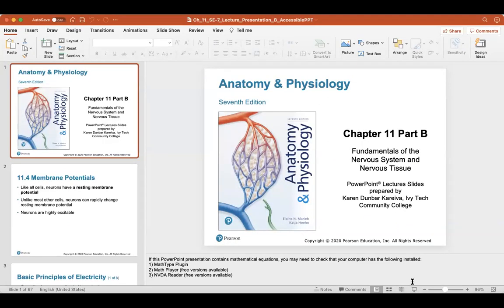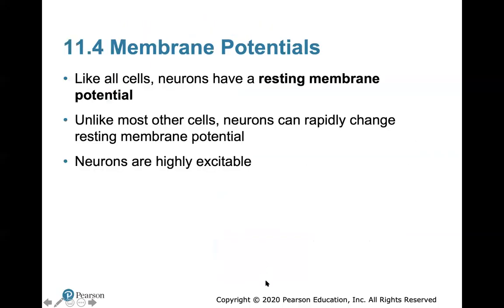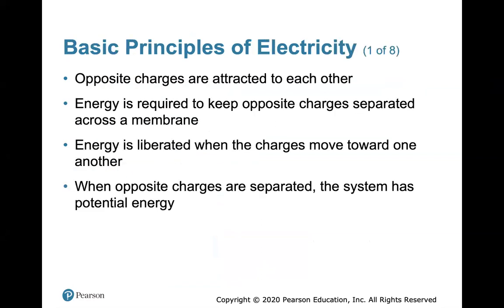So part B, we're going to talk a little bit more about the fundamentals of the nervous system. We'll start with a little talk about membrane potential and resting membrane potential. So like all cells, we talked about your muscle cells, neurons also have a resting membrane potential. And unlike most other cells, neurons can rapidly change their resting membrane potential. And this is important because this makes your nervous tissue, your neurons, highly excitable, which just means they have the ability to send and receive stimuli really easily.